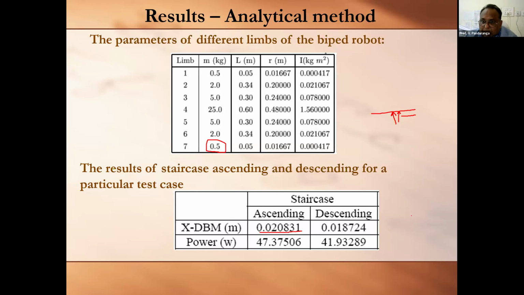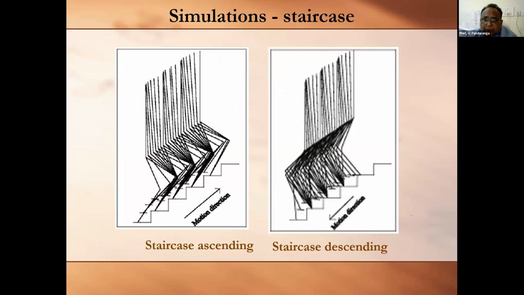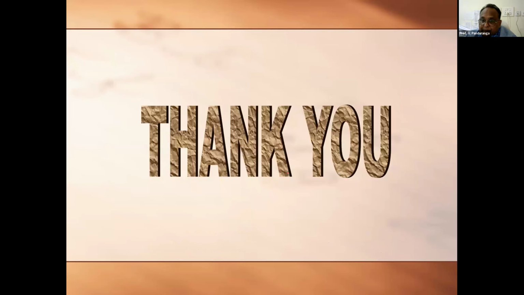So with this, we can conclude that whatever mathematical formulation we did is okay to simulate the motion of the biped robot on the staircase. After that, we developed the stick diagram showing how the biped robot generates motion while ascending and descending the staircase. And this motion is also very much in line with the experience of human beings. So we can conclude that the mathematical derivation and analytical method we proposed is fine when the robot is climbing or descending the staircase.